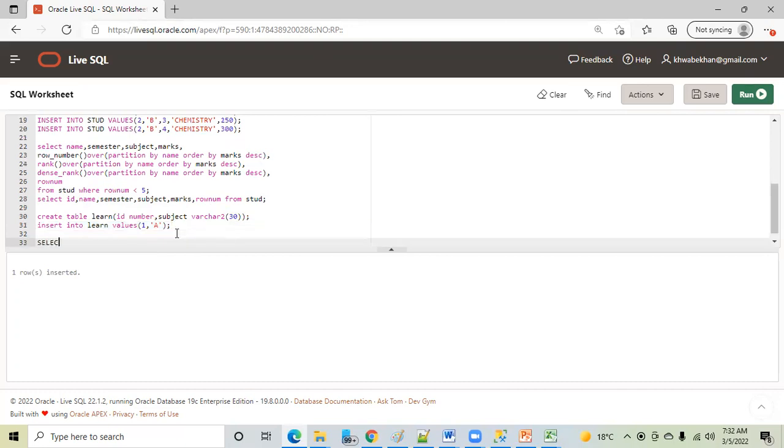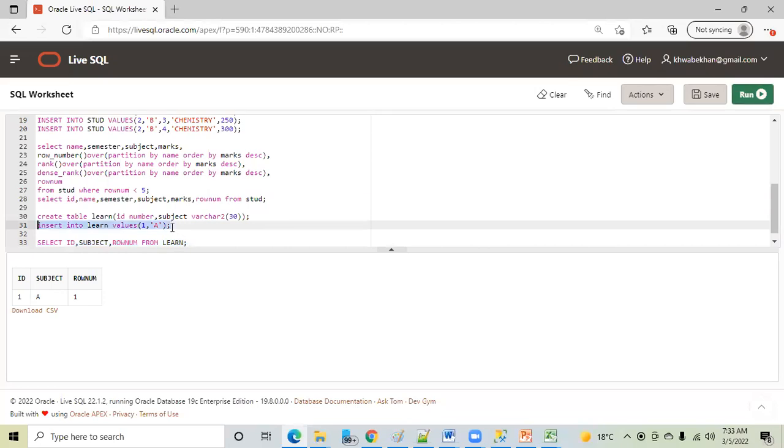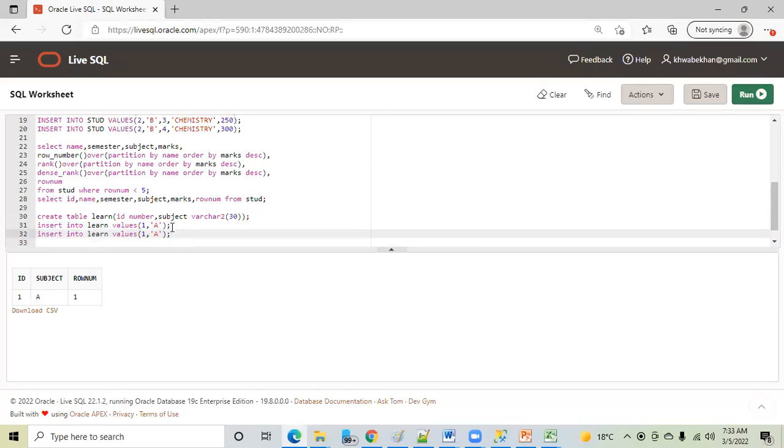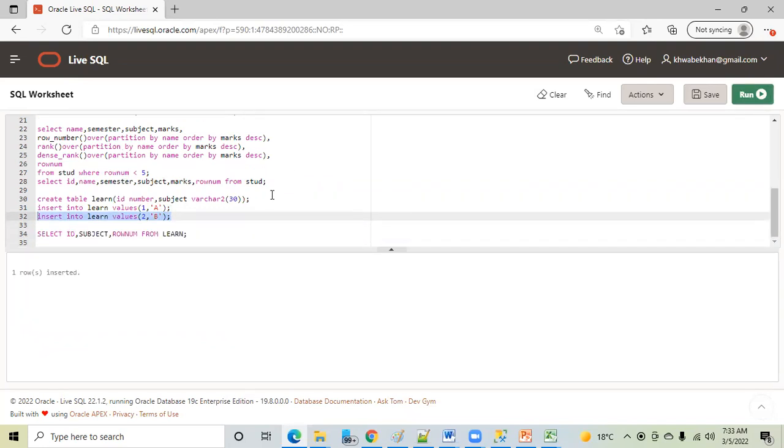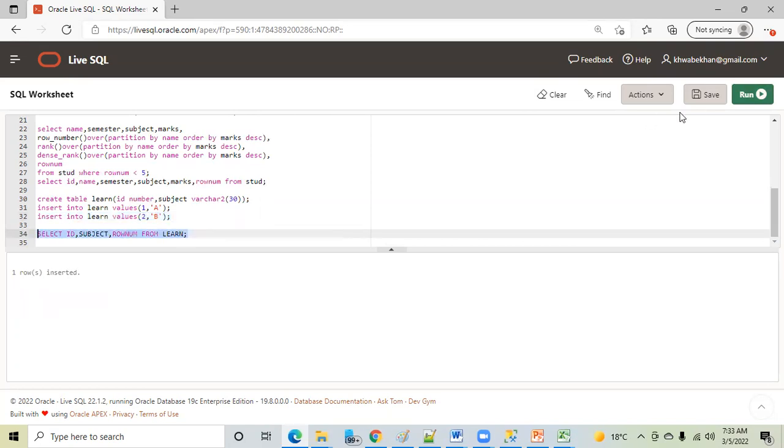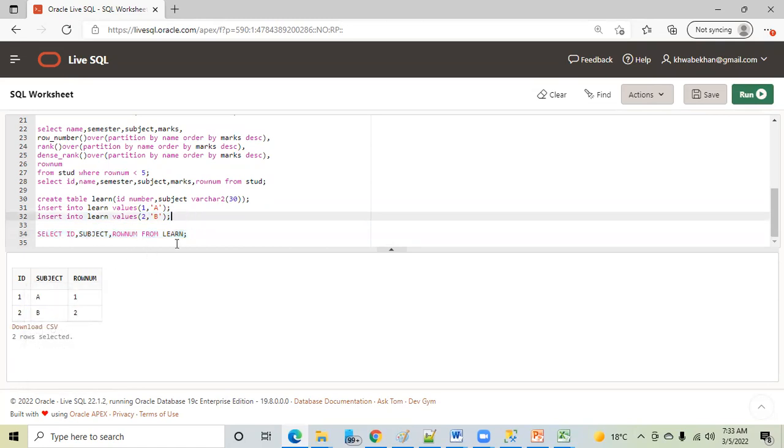Once you please concentrate on this. I will not tell anything, you will automatically understand it. What is the row number here, Shivanshu? 1. Okay, very good. I'm inserting another record, 2, B. Record is inserted. Now, please look at the row number. What is the row number now? 2. Correct. For the second record, row number is 2.